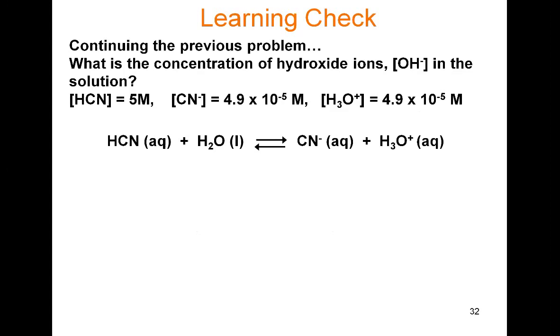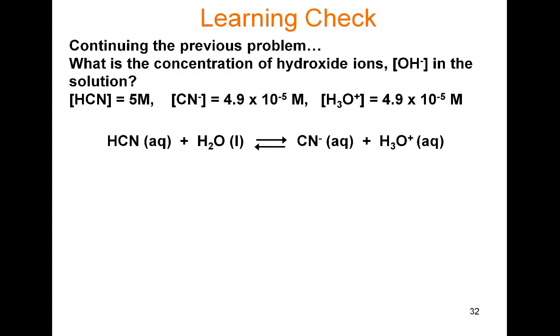Practice problem 8, which is a continuation of practice problem 6. It gives you the concentrations of HCN, CN minus, and then the hydronium ion. And you have the equation. There is extra information in this problem, right? When you are asked to calculate the concentration of the hydroxide ion, OH minus, you don't need all of this. You only need H3O plus, right?